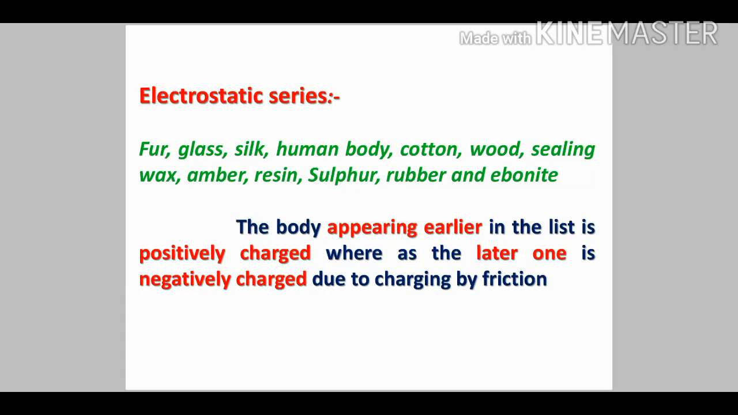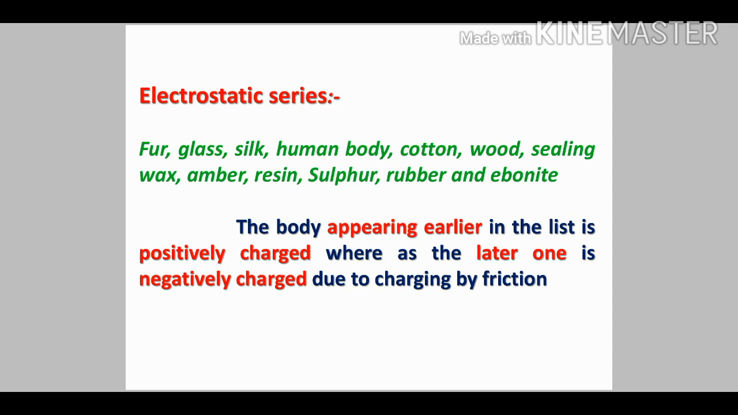Electrostatic series. So, just see this electrostatic series: glass, silk, human body, cotton, wood, sealing wax, amber, resin, sulfur, rubber, and ebonite. The body appearing earlier in the list is positively charged, whereas the latter one is negatively charged due to charging by friction. We'll see now one example.